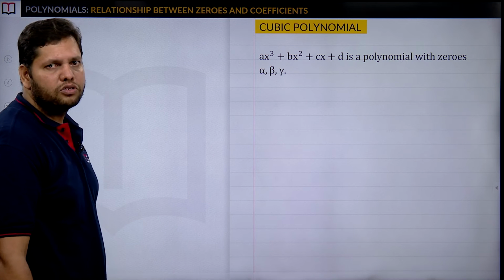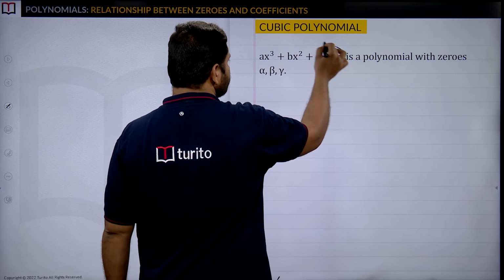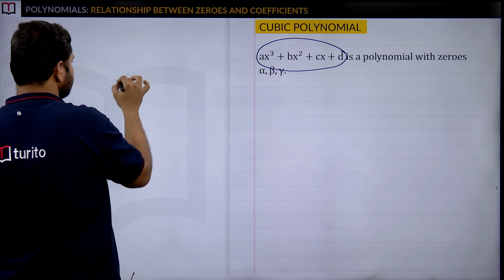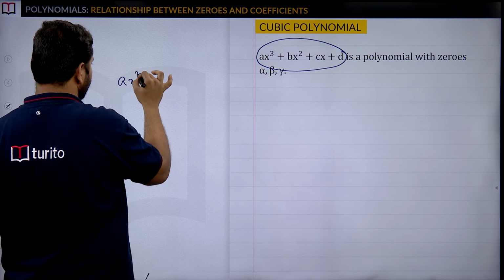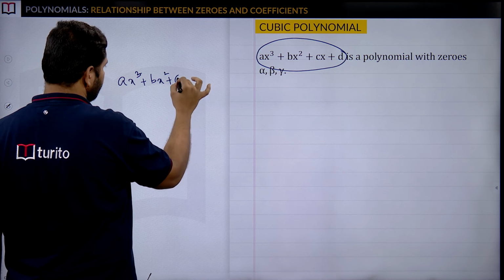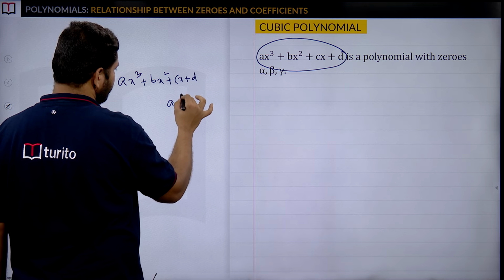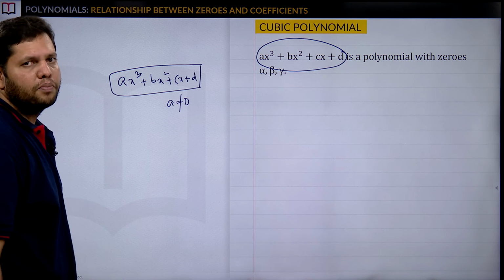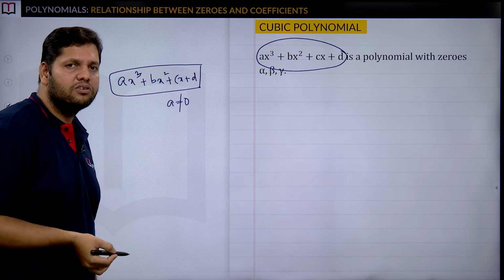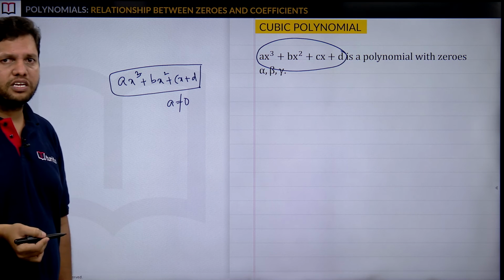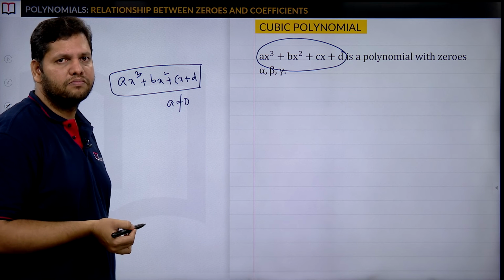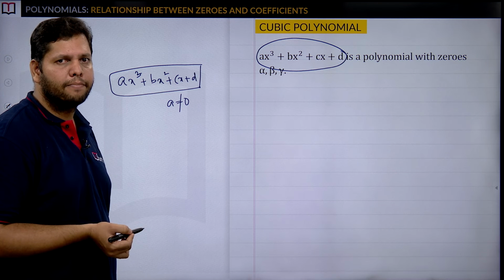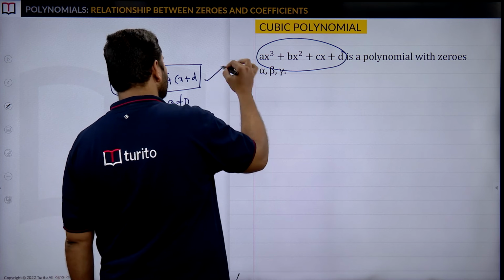Next, children, cubic polynomial. So what is a cubic polynomial, children? The polynomial expression is in this form, like ax power 3 and bx square plus cx plus d, where a is not equal to 0. This polynomial expression, we can say it is a cubic polynomial, because here the highest exponent value is 3. The highest exponent value is 3 means it is a cubic polynomial. Okay, children. For the cubic polynomial, what is the degree? Degree is 3. So we can say this expression is a cubic polynomial.